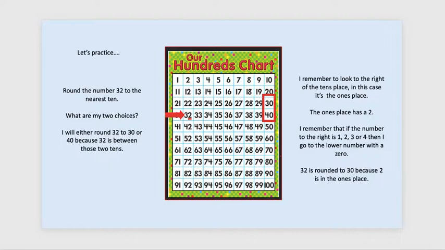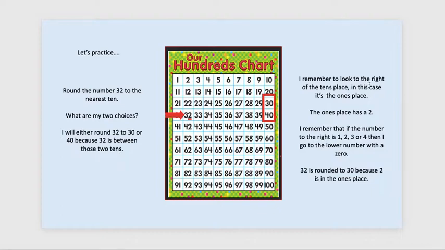Round the number 32 to the nearest 10. So here's 32. What are my two choices? First, I decide which two tens this is between. 32 is between, I go before 30, and then I go after 40. So it's between 30 and 40. That's what 32 is between.